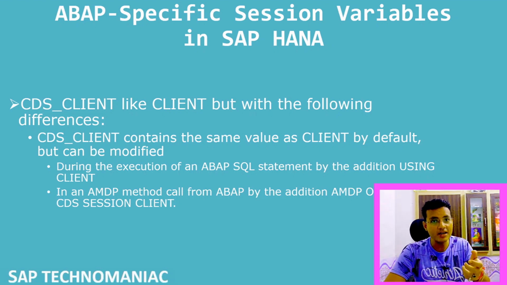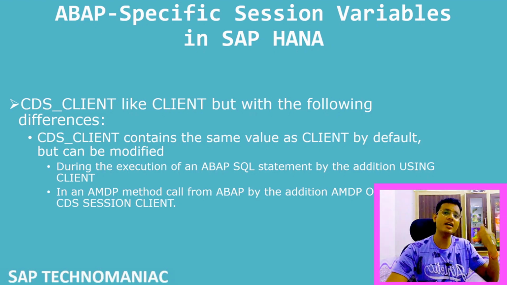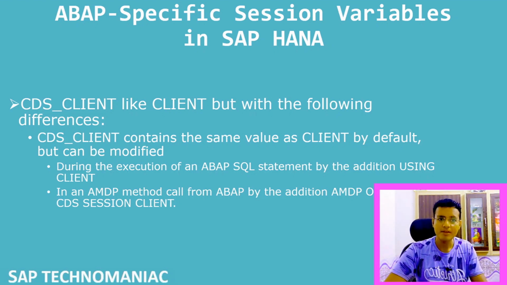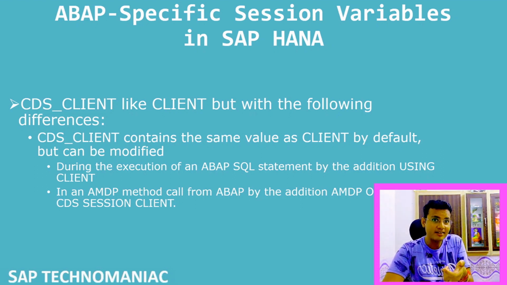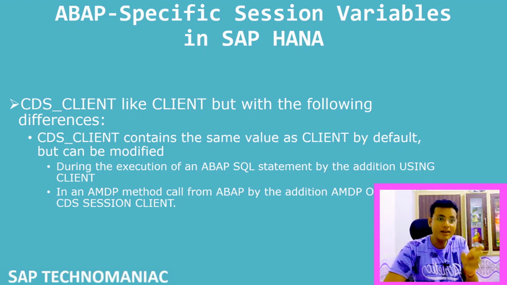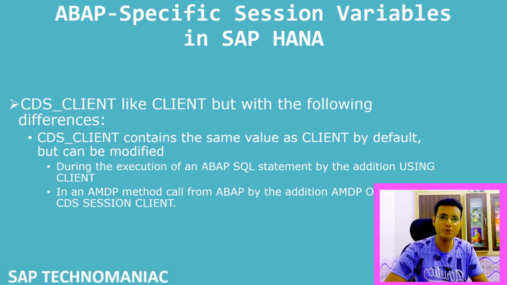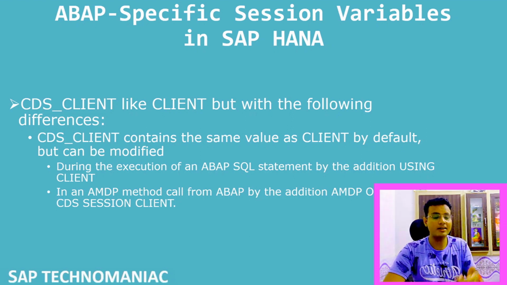Then client will be passed explicitly at the data interface level, and then it will be sent to the database level. But some of the time we use the using client and we pass some other client to get the data from the other client. In those cases, whenever we are writing the execution of ABAP with using client, that particular client value will be set to the CDS underscore client. And client and CDS client will always be different in that case, because client is having the current client and CDS client value will be having what we have passed in using client.